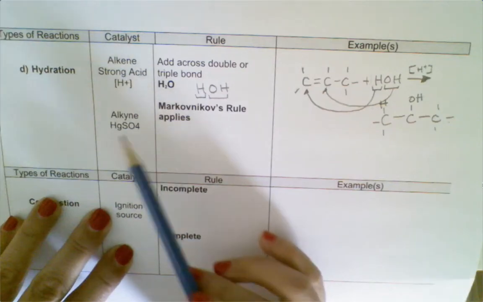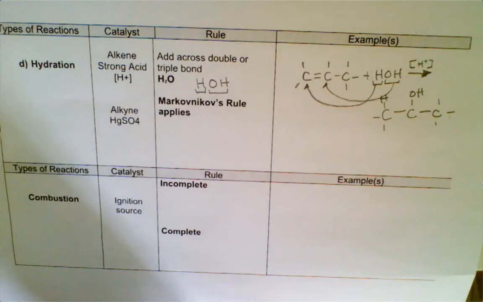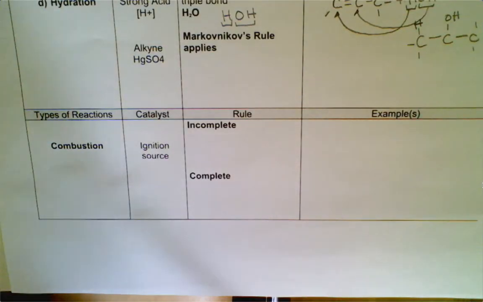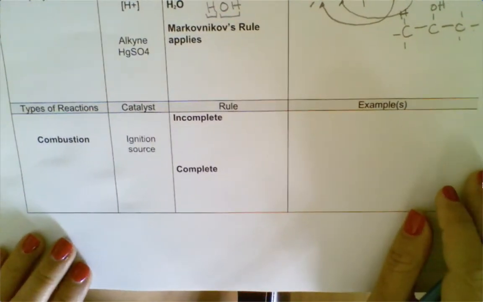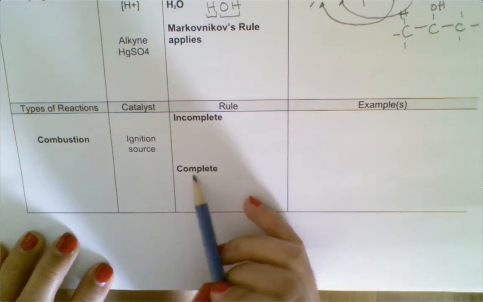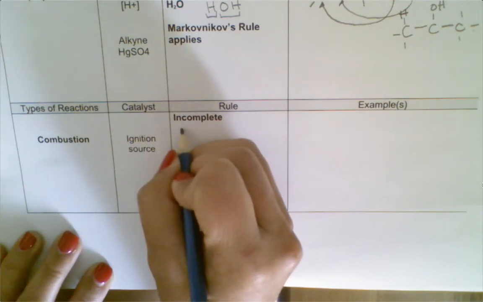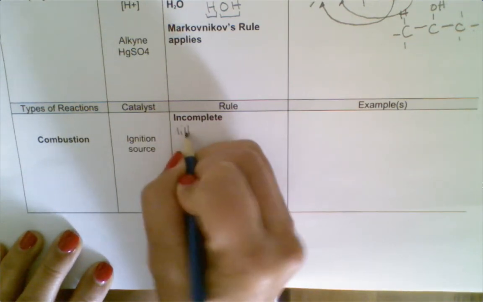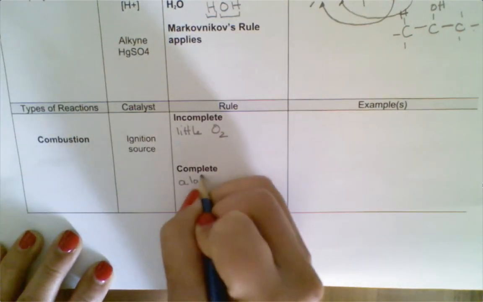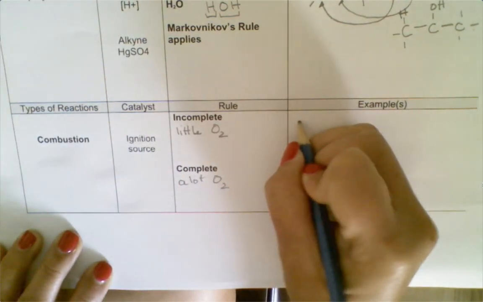And you apply this same rule if you were to use an alkyne to add water to it. The last one are combustion reactions, and you may remember this from grade 11. Combustion reactions can be incomplete or complete. What you need is some sort of hydrocarbon, and when there's incomplete combustion, you have very little oxygen available. And when you have complete combustion, you have a lot of oxygen available.